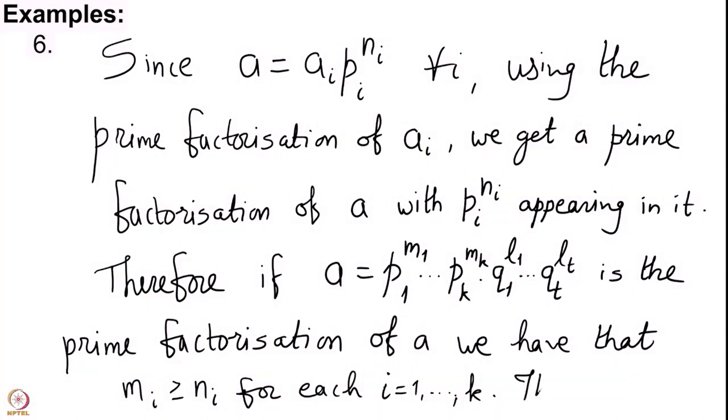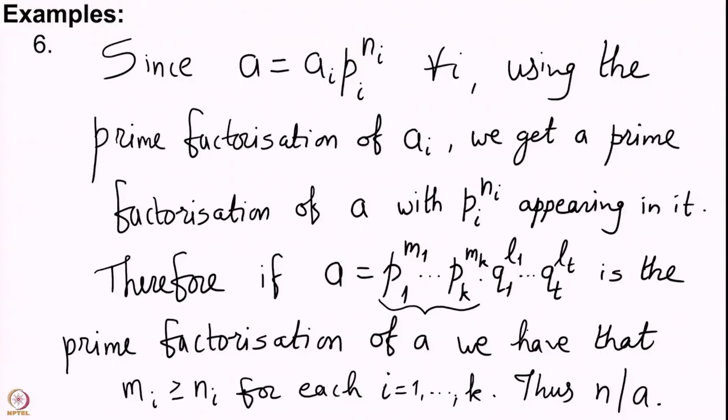So, this says that n should divide a, because the p1 power m1 up to pk power mk will have p1 power n1, p2 power n2, up to pk power nk appearing there in the prime factorization of a, and that then tells us that n should appear as a factor of a, and therefore n divides a. So, if we were to go back, whenever n divided a, we proved that pi power ni divides a, and then we assumed that pi power ni divides a, and we proved that actually n must divide a.